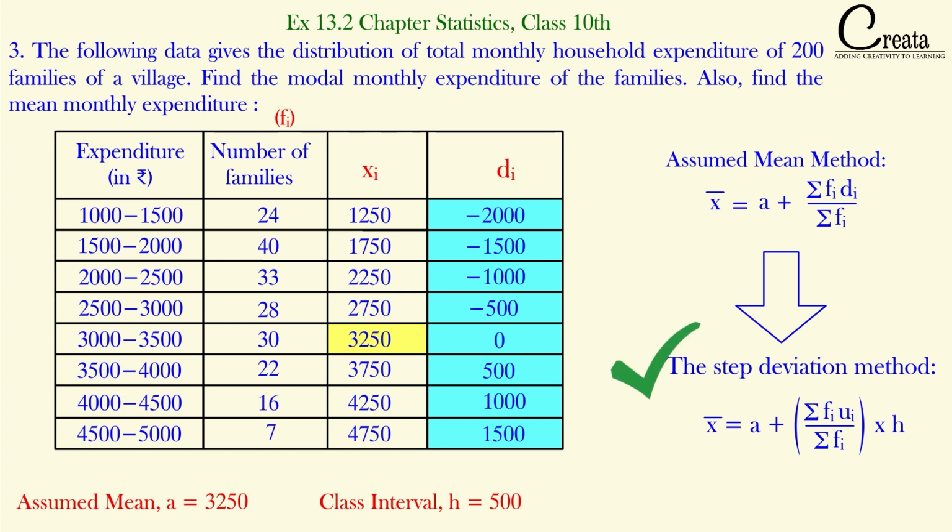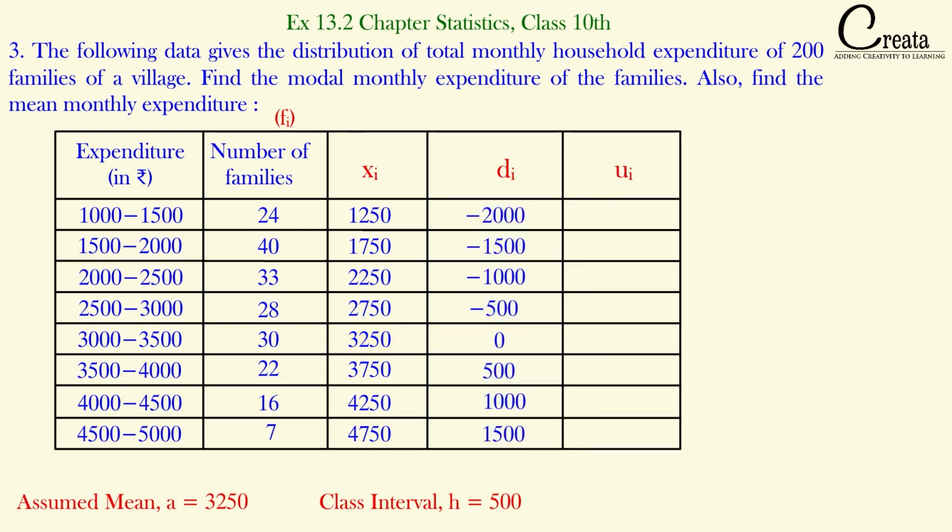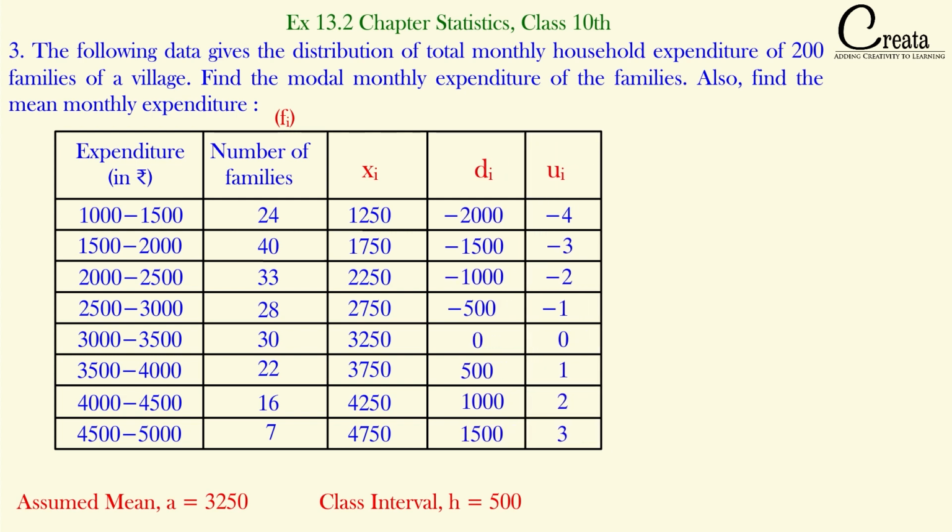So the answer is yes. We can easily divide all of these values of the deviation with the class interval, which is 500. So we will go with the step deviation method. Let's add one more column, which is Ui. Let's divide the value of the deviation with 500. In the first row, we got -4. Next, it is -3, -2, -1, 0, 1, 2, and 3. We got the values of Ui.